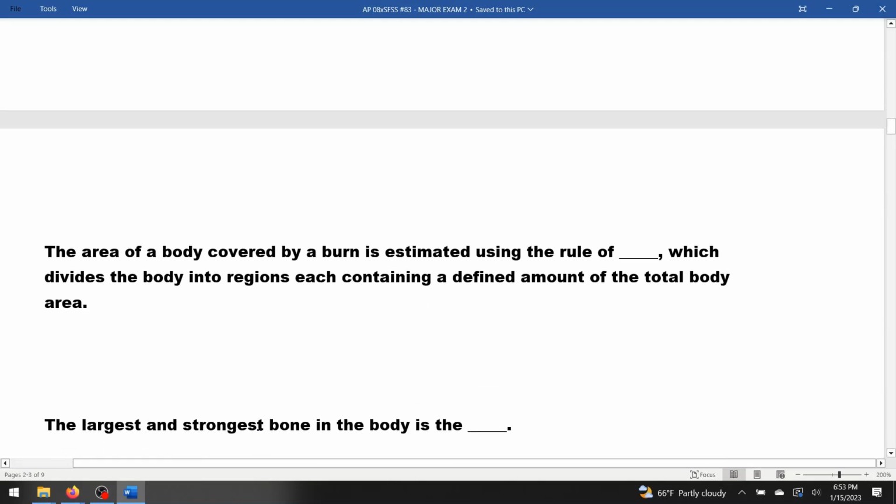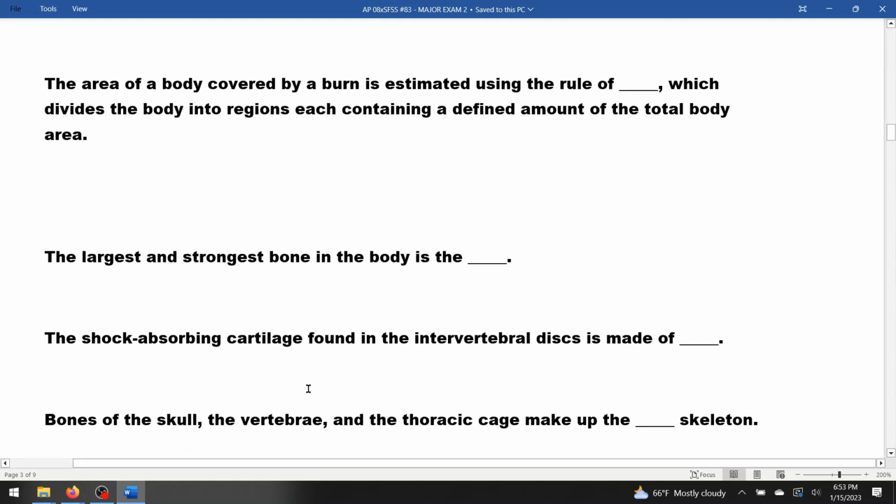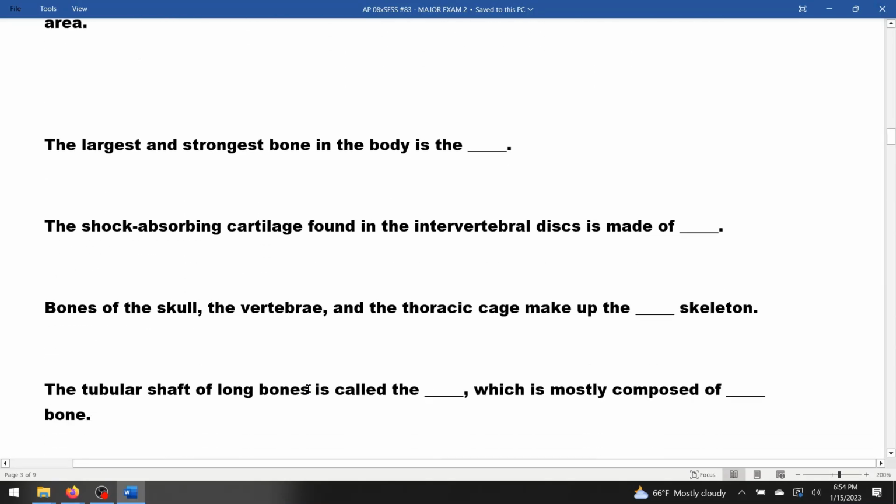The largest and, oops, gave one away. The largest and strongest bone in the body is the femur, the thigh bone. The shock-absorbing cartilage found in the intervertebral discs is made of, that's fibrocartilage. Bones of the skull, the vertebrae, and the thoracic cage, rib cage, make up the blank skeleton. Well, it's either axial or appendicular, and these are the parts of the axial skeleton. The tubular shaft of long bones is called the diaphysis, which is mostly composed of compact bone.